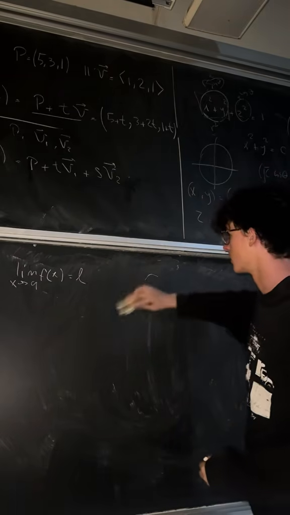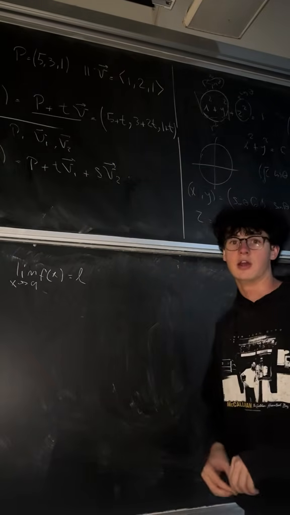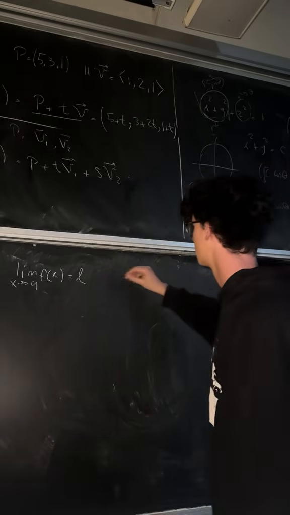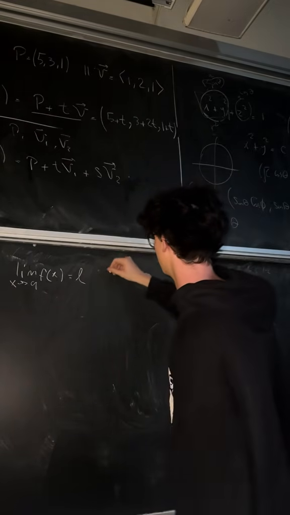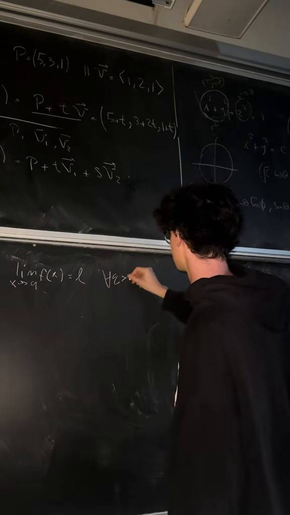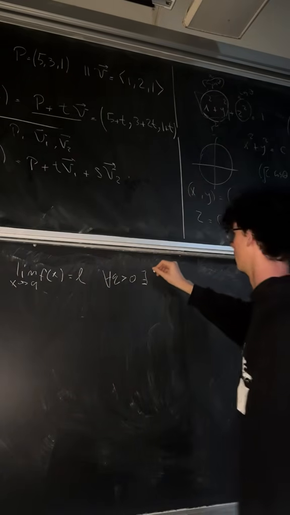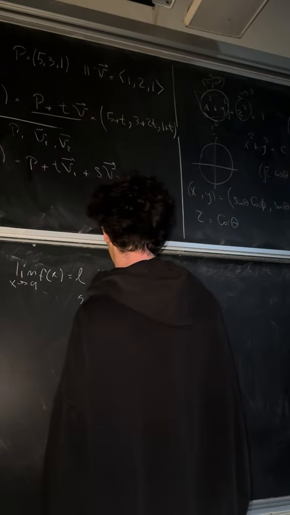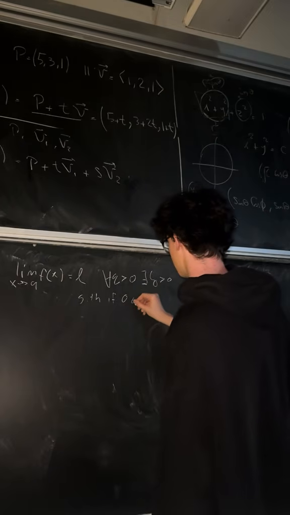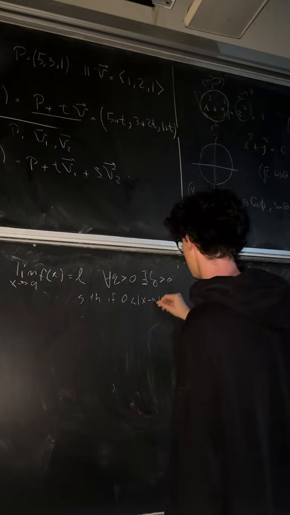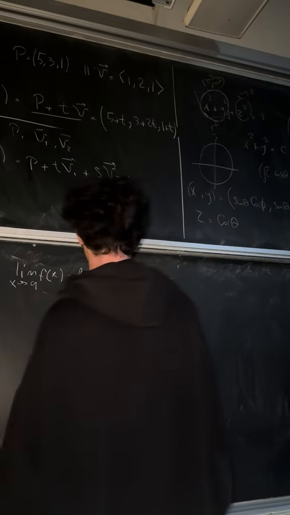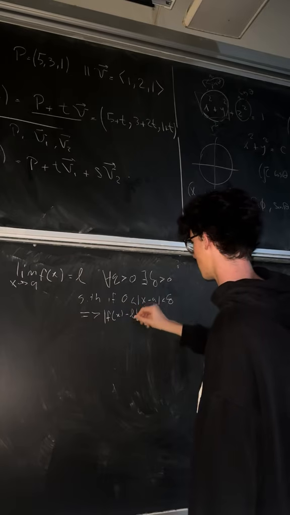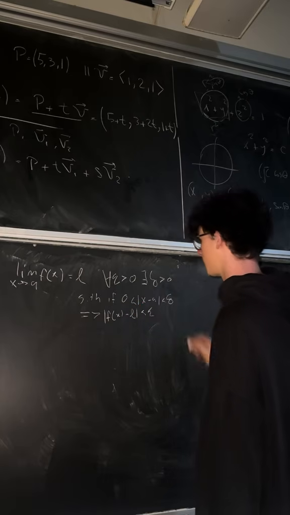But if you want to get more rigorous, there's the epsilon delta or delta epsilon definition of a limit. And the statement is, for all epsilon greater than 0, there exists some delta greater than 0 such that if 0 is less than the absolute value of x minus a is less than delta, then the absolute value of f of x minus L is less than epsilon.